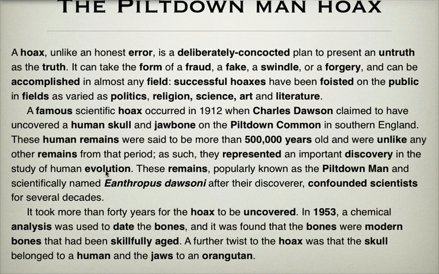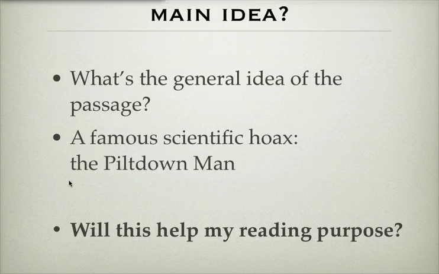So overall, I get the sense that this is about evolution, but I don't see any information about Charles Darwin or his specific evolutionary theories. Overall, it has the same topic, but maybe not necessarily what I'm looking for. So the question is, does this reading help me accomplish my goal? If the general idea of this passage was about a famous scientific hoax about the Piltdown man, which may be about evolution overall, does it really help me with my reading purpose? That's the main question that you need to be answering when you skim a reading passage. So I came to the conclusion that no, it does not help my reading purpose. Therefore, this is something that I do not need to read in order to gain more information about the specific topic. So now I've saved time.